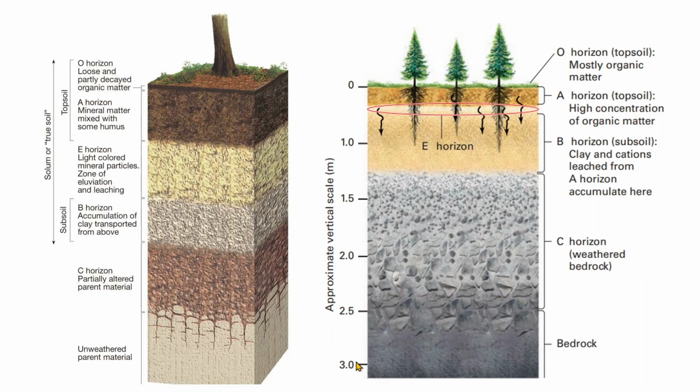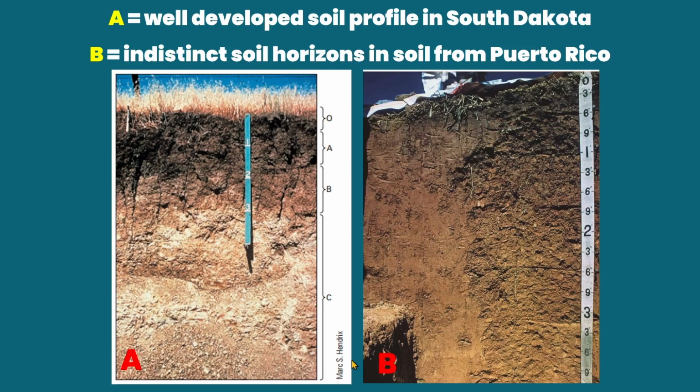So this is a picture showing you all of the horizons that so far we've talked about, from O to the bedrock. Here we can see two examples of soil profiles. Picture A is from South Dakota. The soil layers are well developed. You can clearly see the horizons separated by color and texture. In picture B, from Puerto Rico, the horizons are less distinct, showing how soil formation varies with climate, vegetation, and time.